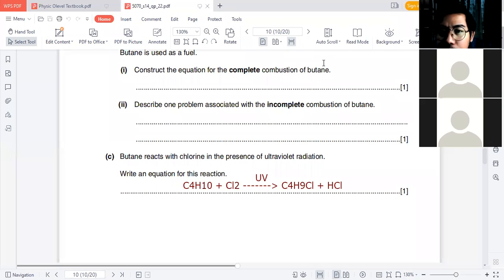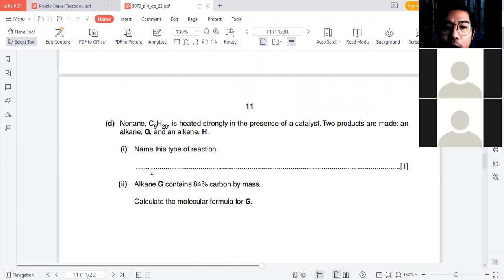Yes, sir. Now let's move on, okay? We actually have 6 minutes. Now, nonane, C9H20, is heated strongly in the presence of a catalyst to produce two products, an alkane and an alkene. So this type of reaction is cracking. A longer hydrocarbon is made into two different products, which are the alkane and alkene. So in this case, it's going to be cracking.